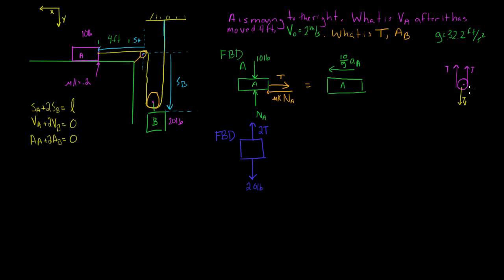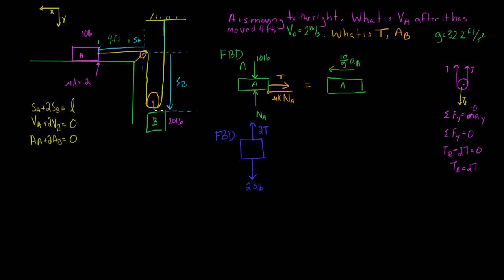Now, one of the assumptions we make with pulley systems is that they're massless. So we have the sum of the forces in the y direction is equal to a mass times an acceleration in the y direction. Yes, this pulley is accelerating at the same rate as B. However, its mass is 0. So because its mass is 0, the sum of the forces in the y is equal to 0. And if we sum our forces up, positive down, we have TB minus 2T is equal to 0. So this TB is equal to 2T.